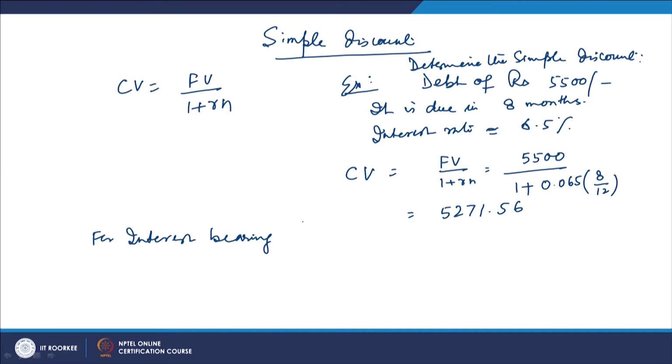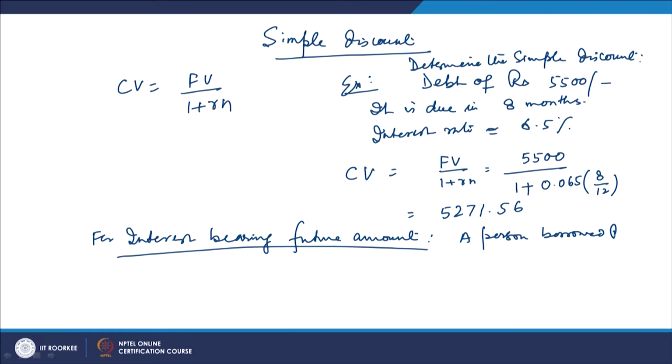Now, this is for the case of a non-interest bearing amount. Now, if you talk about an interest bearing future amount, there may be a situation where someone has borrowed. A person borrowed rupees 3,500, suppose. Now, he has borrowed at 12% for 10 months.